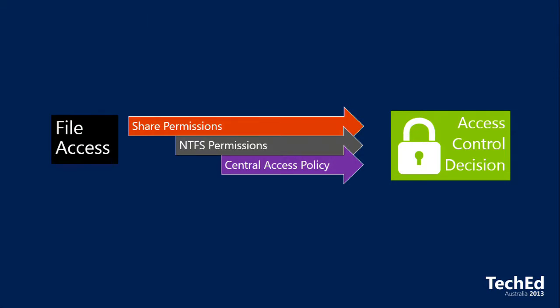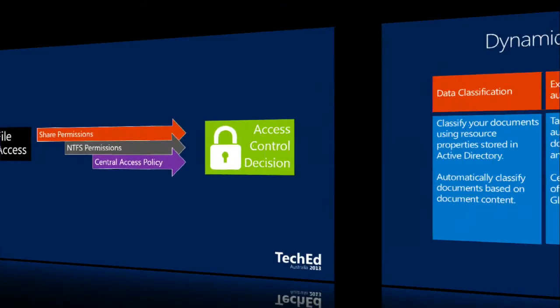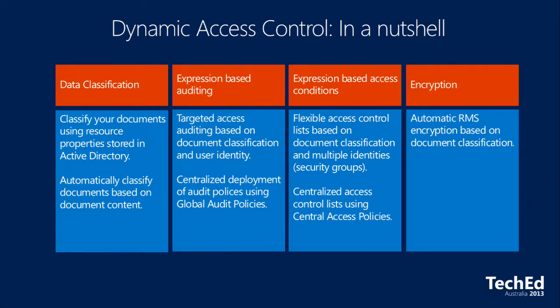In other words, when we check whether share permissions are involved and whether NTFS permissions are involved, we have to take both of those into account. If there are now central access policies involved, all 3 need to be taken into account in order to access these resources. If there is no central access policy written for that particular resource, it'll get ignored.